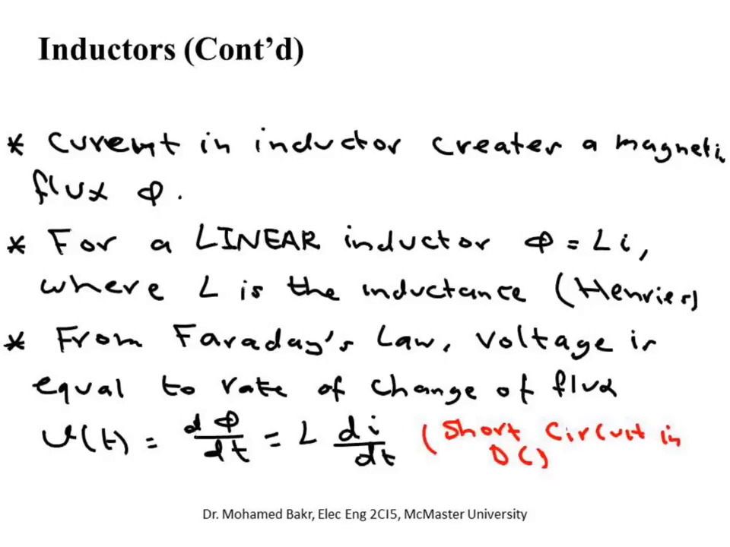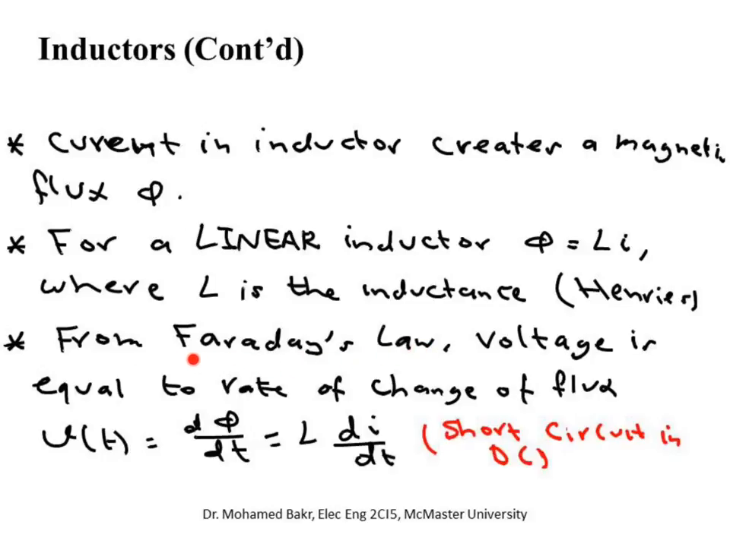So what happens is that when you have a current flowing in the inductor or this coil, it creates a magnetic field or magnetic flux phi. And in this course we deal only with linear inductors. A linear inductor is given by this relationship: phi is equal to Li, where L is the inductance. So the higher the current flowing in the inductor, the higher the magnetic field inside the core of the inductor, and the constant of proportionality is the inductance, and it has units. We call it Henry.